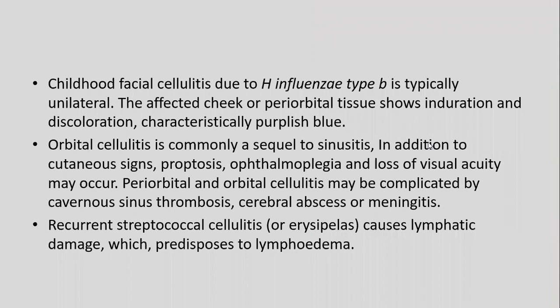The childhood facial cellulitis due to Haemophilus influenzae type B is typically unilateral, and the affected cheek or periorbital tissue shows induration, discoloration, and characteristic purple-blue color. Orbital cellulitis is a common sequela to sinusitis. In addition to cutaneous signs, proptosis, ophthalmoplegia, and loss of visual acuity may occur. Periorbital and orbital cellulitis may be complicated by cavernous sinus thrombosis, cerebral abscesses, or meningitis. Recurrent streptococcal cellulitis or erysipelas causes lymphatic damage which predisposes to lymphedema.